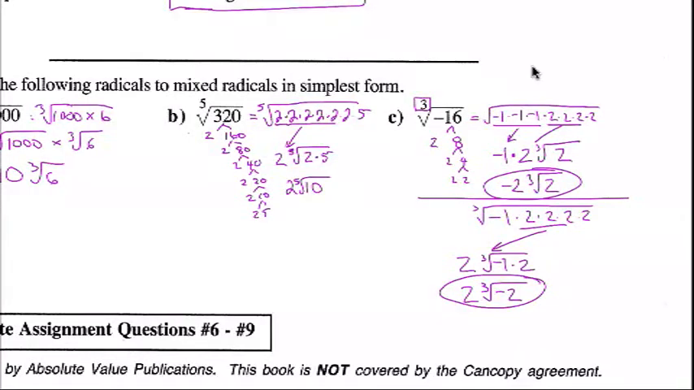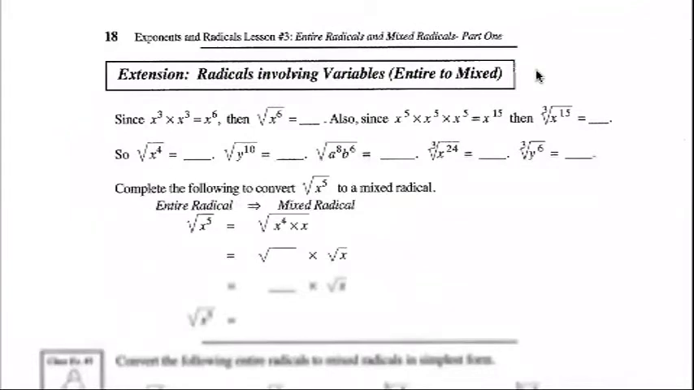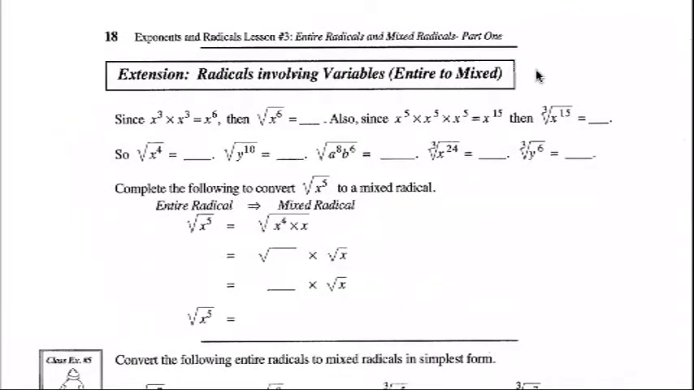Possibilities. Over the page. Extension. Oh, this is an extension activity. Oh, no, you should be able to do these.